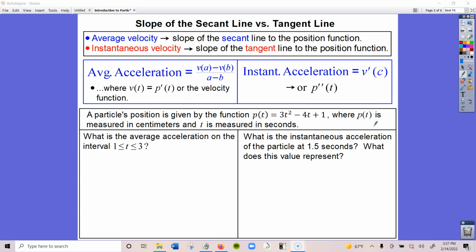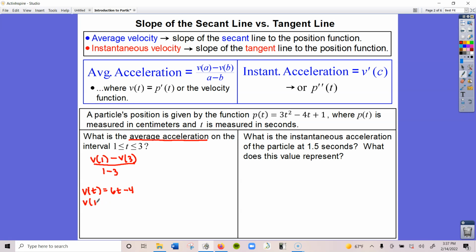So here we have the same scenario as the previous one, where p of t is 3t squared minus 4t plus 1. If I want to know my average acceleration, this is going to be v of 1 minus v of 3 over 1 minus 3. In order to get v of 1 and v of 3, I need the equation for velocity. We can get velocity by finding the derivative of p of t, which we did earlier. That was the 6t minus 4.